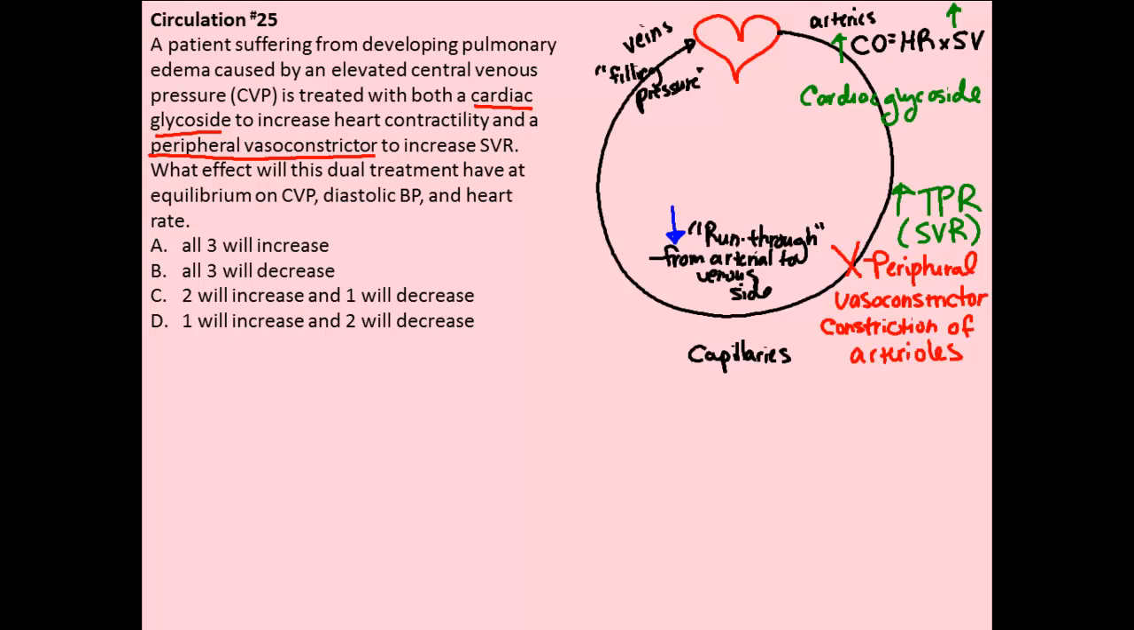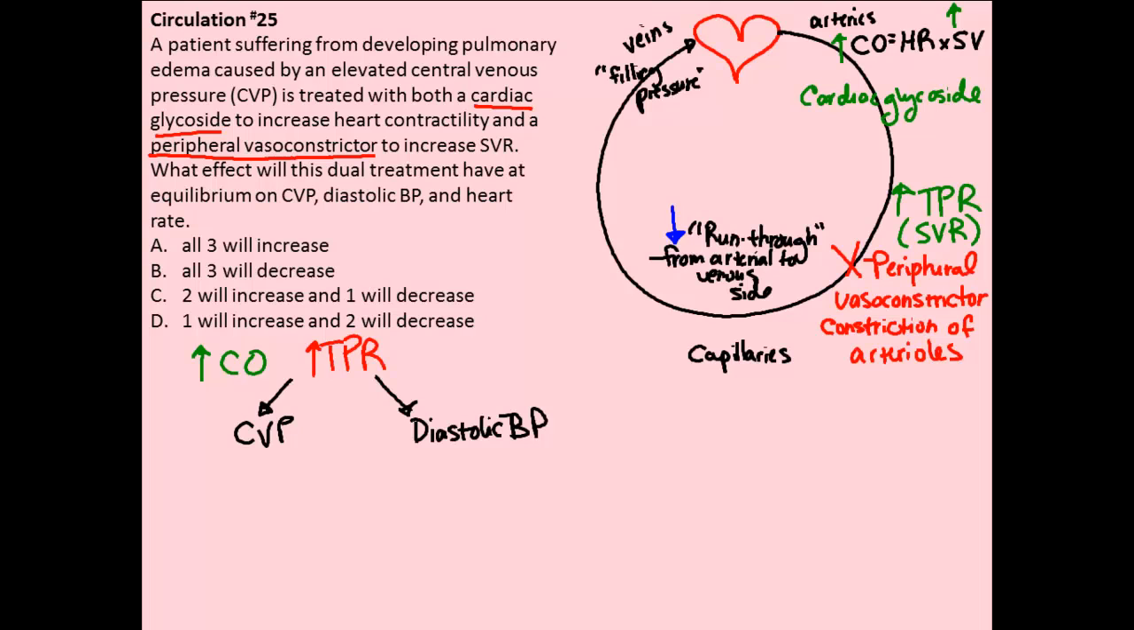So there's two main things that we've done here. One that we already saw is because of our cardiac glycoside, we've increased our cardiac output. We also know that because of our peripheral vasoconstrictor, we've increased our TPR, so there's less run through from the arterial to the venous side. So now we need to think about what this would do to our CVP, and also what this would do to our diastolic blood pressure.